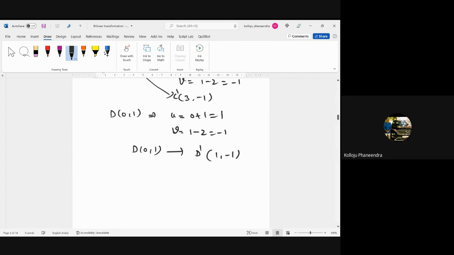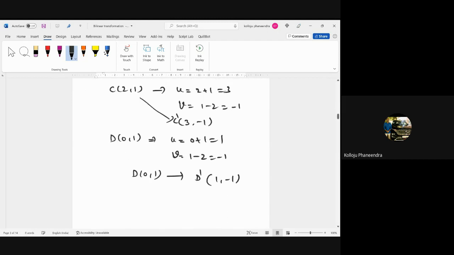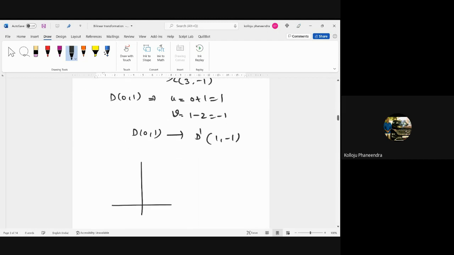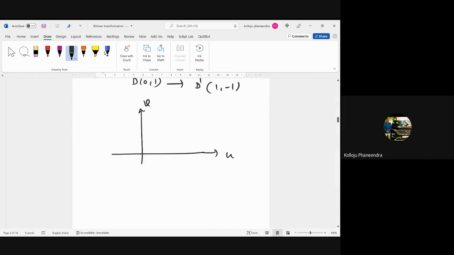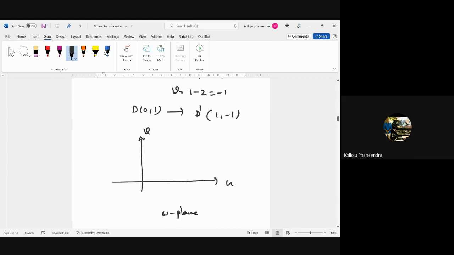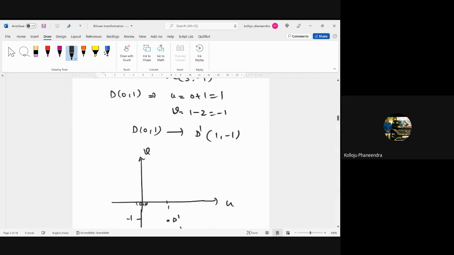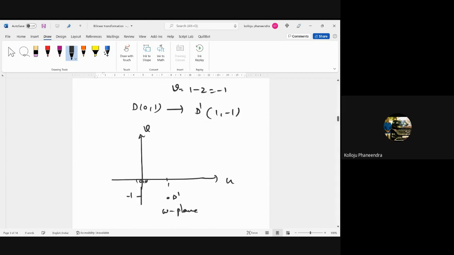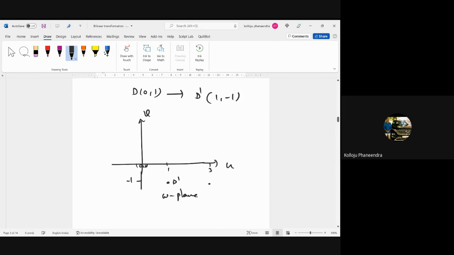So what are the points now here? I will draw here. The next figure is in the UV plane. This is U and this is V, the W plane. And what are the points required? The first, this is D dash, 1 comma minus 1. If I take this as 1, this is 0 comma 0, 1 comma minus 1. This is negative 1. So this is the point D dash. What is the next point? C dash, 3 comma minus 1. Somewhere 3 I will take. This is the point C dash.